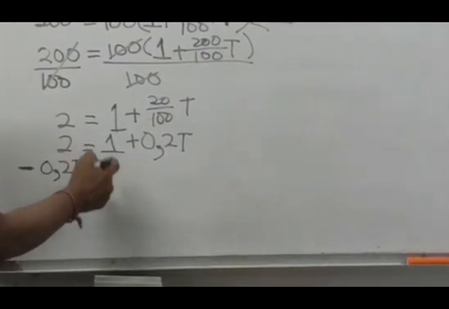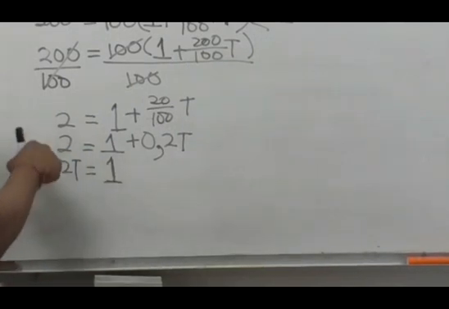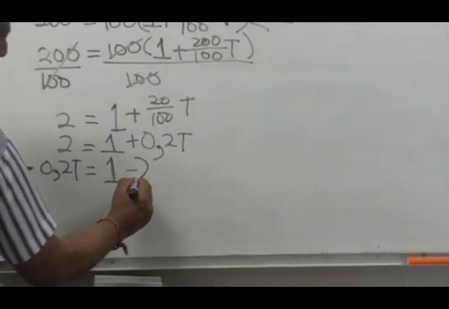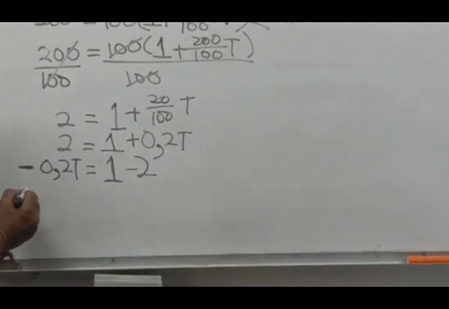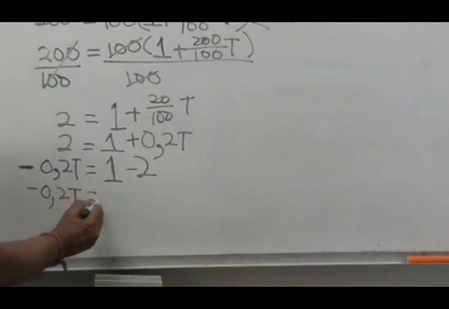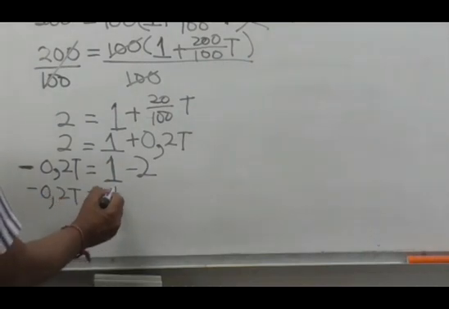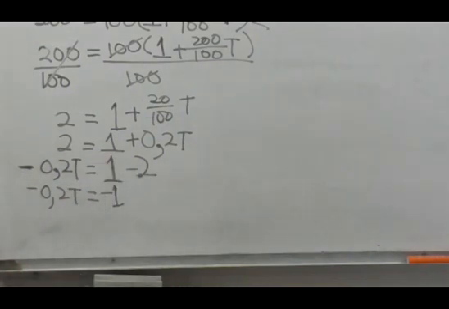I need the 1 there, so the 1 will remain there. Now if I take the 2 across, it will become minus 2. So I will end up with minus 0,2 T is equal to negative 1. Use your calculator and you'll find that 1 minus 2 will give you minus 1.